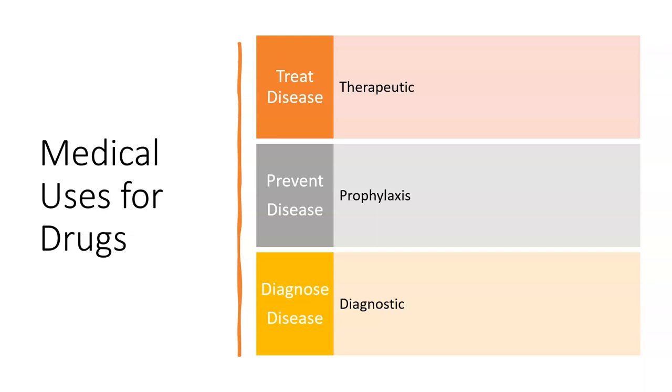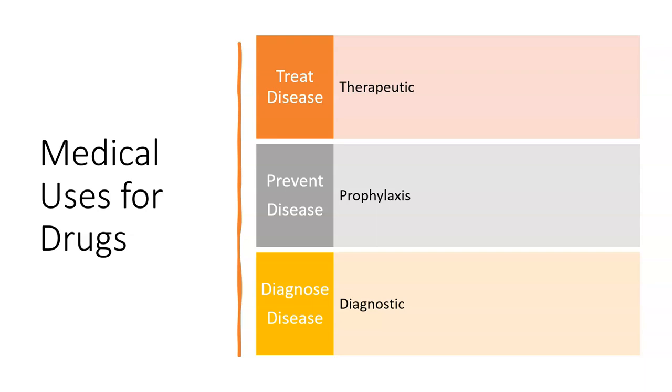A second indication of a drug is prophylaxis. This means to prevent a disease. Prophylaxis comes from a Greek word which means to guard before. So if you've ever gotten sick on a boat, or if you have motion sickness when you're in the car, maybe you took something like Dramamine or Bonine before you went into the vehicle. That would prevent nausea. That would be prophylaxis.